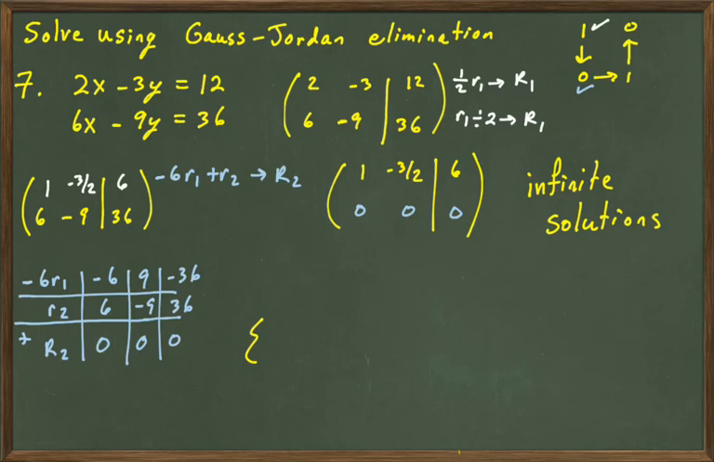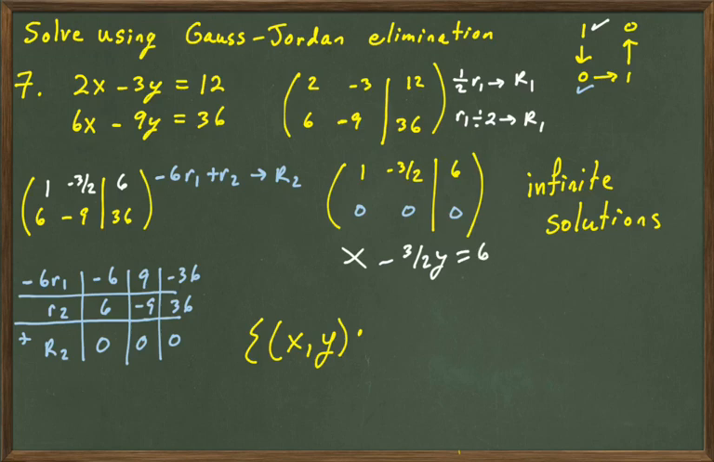So it's infinite solutions, and any solution is going to be a point x comma y that's on the line, and you can use either line: the 2x minus 3y equals 12, the 6x minus 9y equals 36, or x minus 3/2 y equals 6. Any of those would work.